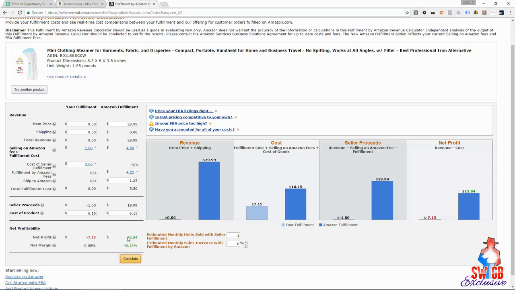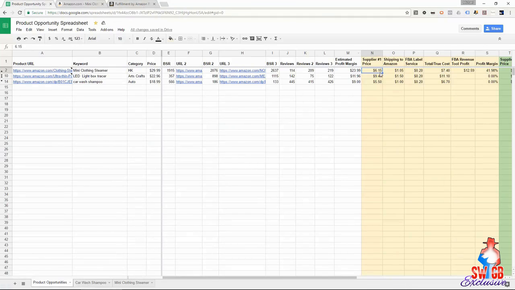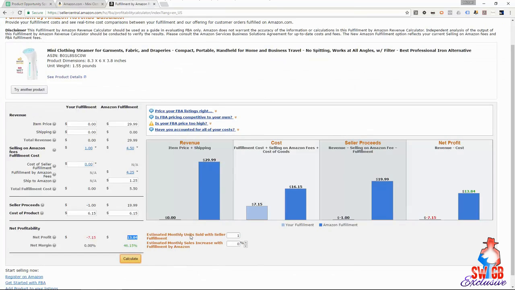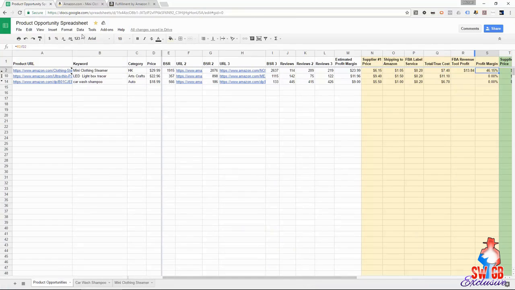Very good profit margin. Now we need to enter that number right there, the net profit dollar amount, $13.84, into our spreadsheet. So right here, 13.84. And there we can see our profit margin is 46.15. That's also what Amazon is saying. So this is definitely a good product opportunity.